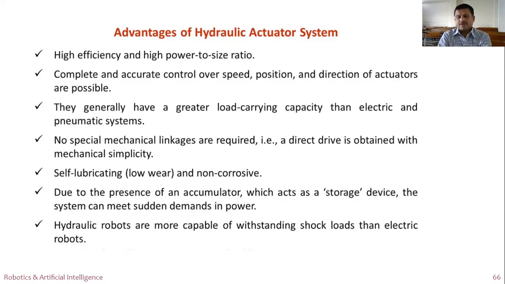Due to the presence of an accumulator which acts as a storage device, the system can meet certain demands of power. Hydraulic robots are more capable of withstanding shock loads than electric robots.